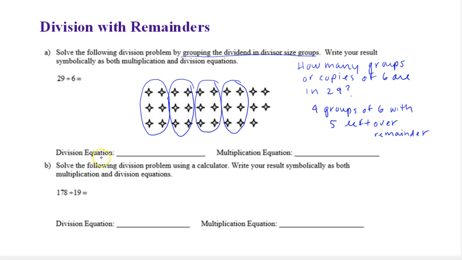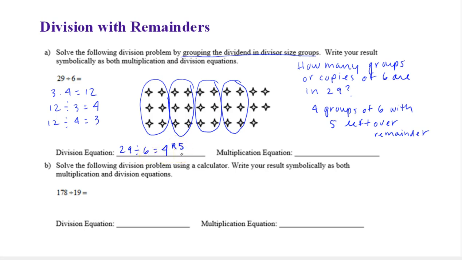So let's write this as both a division equation and a multiplication equation. Remember how these are connected. We said 3 times 4 is 12, and we could also say that 12 divided by 3 equals 4, or even 12 divided by 4 equals 3. So we had this fact family. How can we write this as a division equation? Well, 29 divided by 6, we said there was 4 groups of 6, but we have to somehow indicate that there was 5 left over with a remainder. And how we usually do this is we write a capital R with a 5 next to it, meaning that we had 4 groups of 6 with 5 left over.